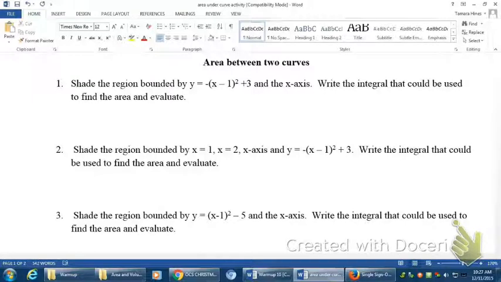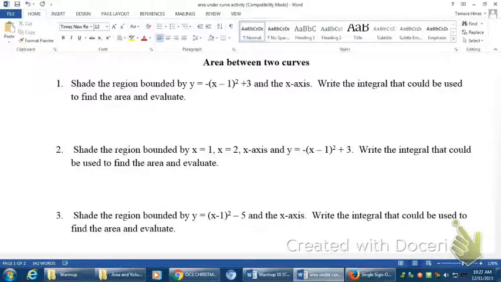We're going to talk about another thing that you can do with integrals. We've been talking about differential equations and ways that you can use those. We're also going to be talking about area. Now, the first problem here, we've already done this problem before. I just want to remind you how to do it.